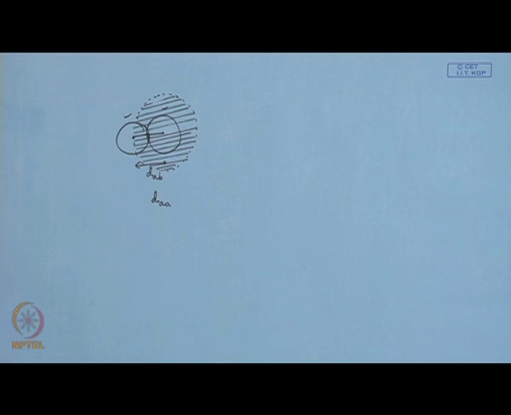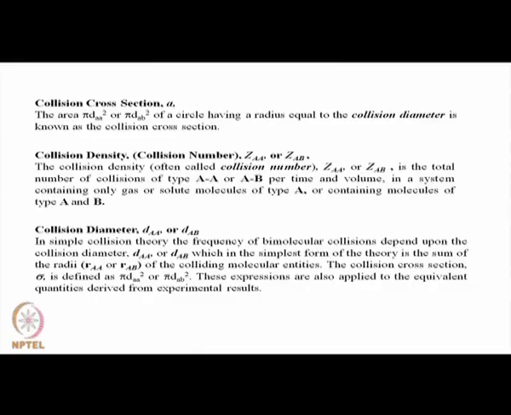Then another term, collision density or collision number. It is capital ZAA or capital ZAB. This is your collision density, often called collision number. ZAA or ZAB is the total number of collisions of type AA or AB per unit time, per unit volume in a system containing only gas or solid molecules of type A or containing molecules of type A and B.